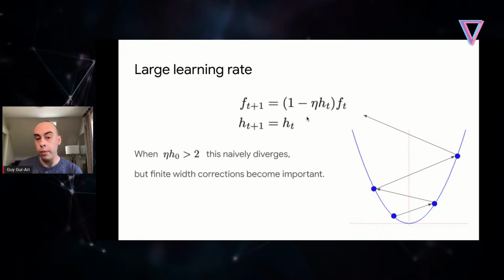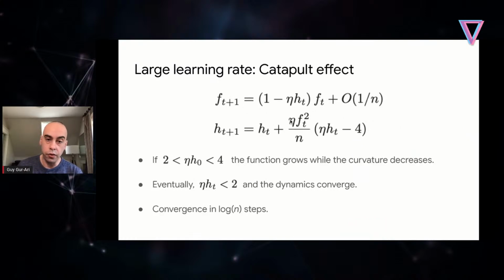However, now we have to go back to the full description. Remember, we got this description by taking the width to infinity, and we dropped some terms in these equations. But once the function starts exploding, these terms might become important, and they will become important. So we're going to bring them back to the analysis and see what happens. Strictly at infinite width, we're going to get a divergence, but we have to go back to the full equations that we have at finite width and see what's going on.